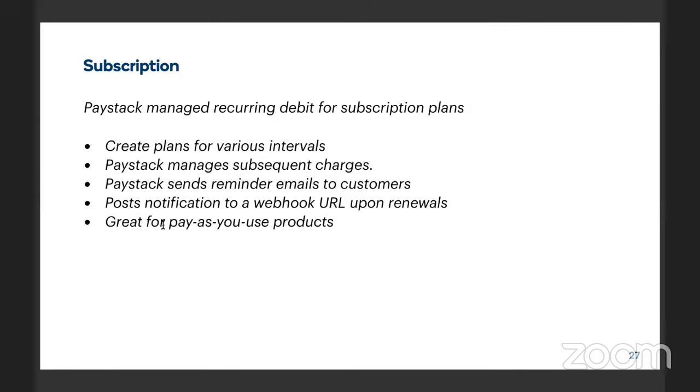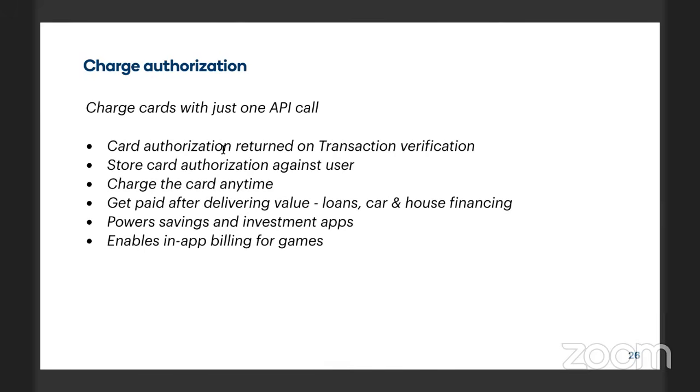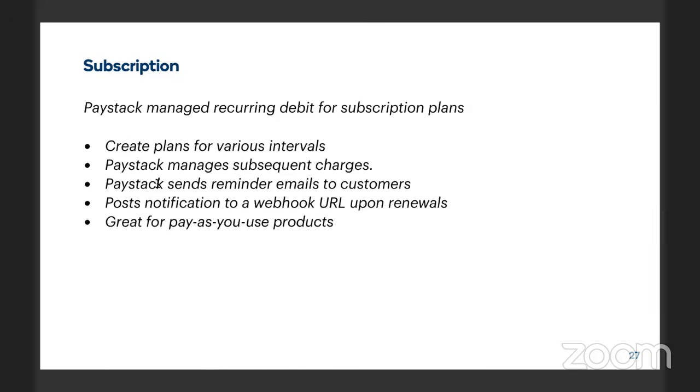The difference between charge authorization and subscription is that with charge authorization, you are in complete control of when you want to charge the user. So you can call the API anytime you want, right? This is more suited for products where, for example, you deliver value first. So if you are a loan company and you're giving out a loan and you want to get the money back, this is more suited for it. The subscription one is more suited for pay-as-you-use products, where if the person doesn't pay, you just deny the person service. There's no need to keep trying to charge the person multiple times. Yeah, so great.